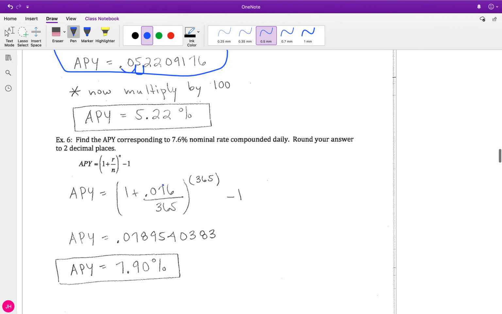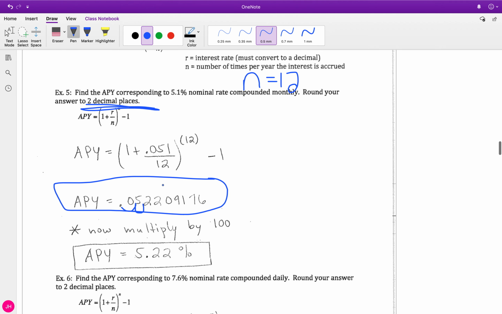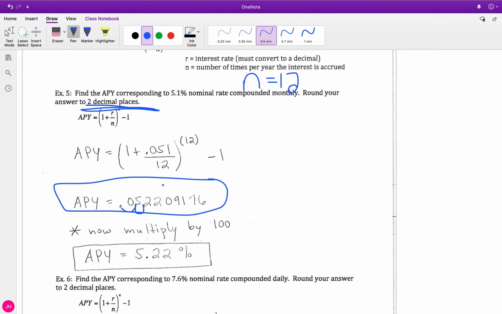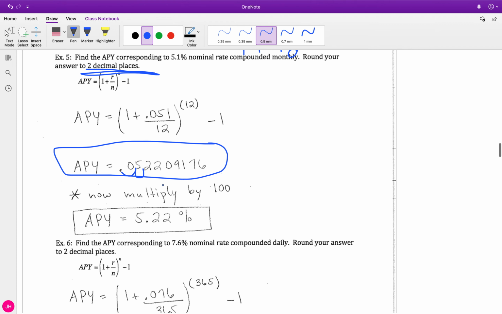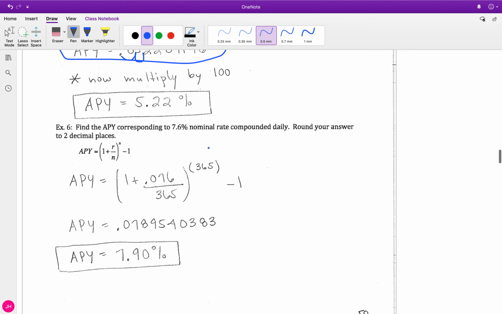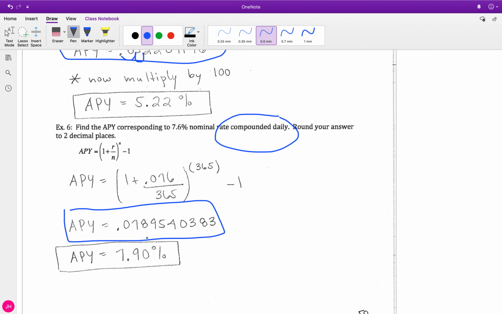Got another example here. If you want to hit pause, give this a shot on a blank piece of paper. I'll scroll down. Give that a shot on a blank piece of paper, or if you have your notes packet with you, you've got a blank one right there. And then when you come back, make sure you're plugging in the right way. It's daily, so N is 365. Gives you this decimal. We're going to move over, so that would be 7.895, or multiply by 100, doesn't matter.